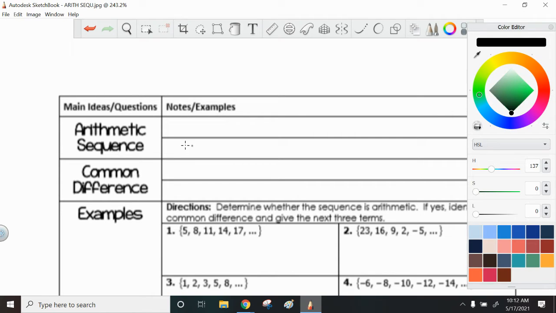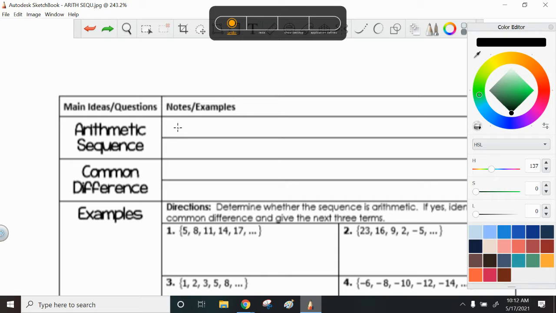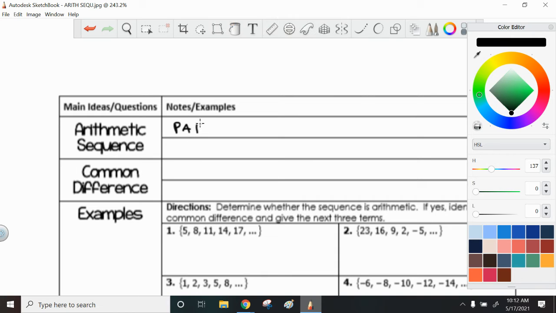Here we go. Arithmetic sequence. Anytime you hear this word sequence, we're talking basically about a pattern. So we're going to start by calling this a pattern of numbers.